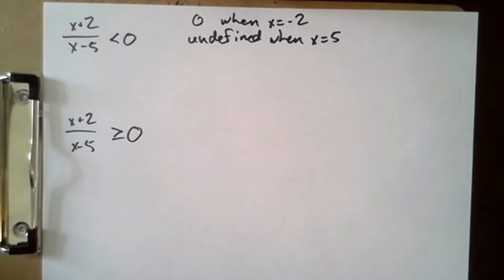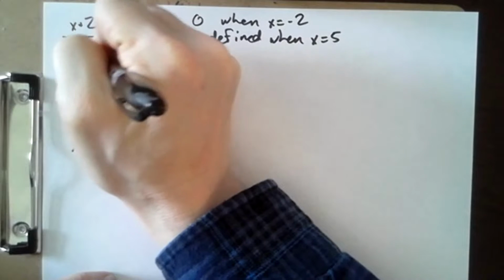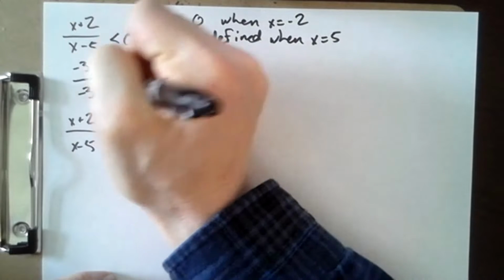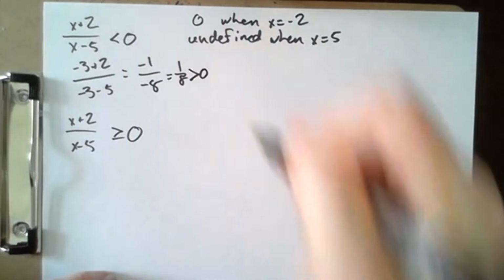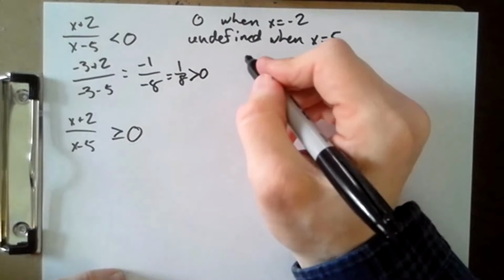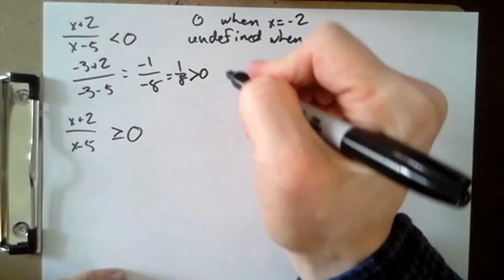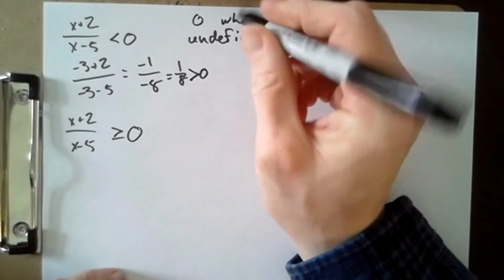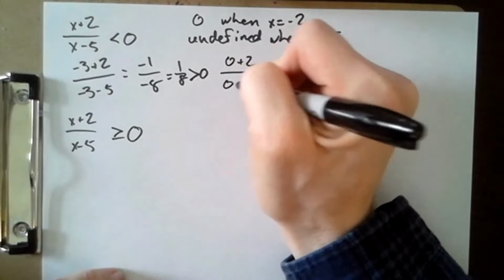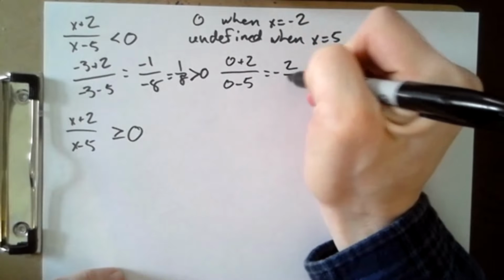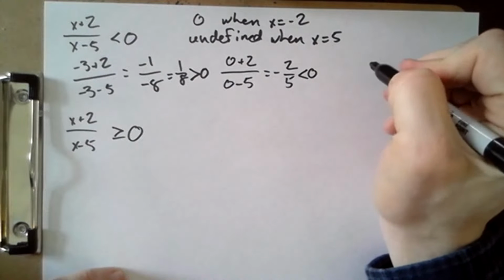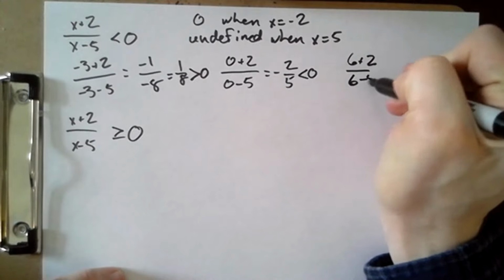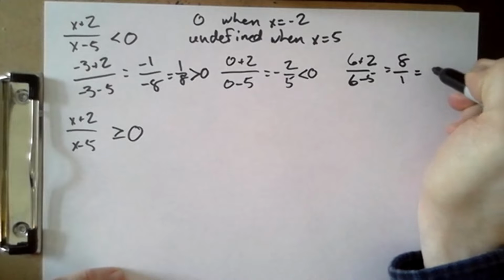I will start with, let's say, -3. If I plug in a -3 for x, -3 plus 2 divided by -3 minus 5 gives us -1 over -8, which is 1/8, which is greater than 0. I pick something between -2 and 5. I'll use 0. That's always a good one when we have access to it. So 0 plus 2 over 0 minus 5 is -2/5. That's less than 0. And then pick something greater than 5. We'll use 6. 6 plus 2 over 6 minus 5 is 8 over 1, which is +8, which is greater than 0.